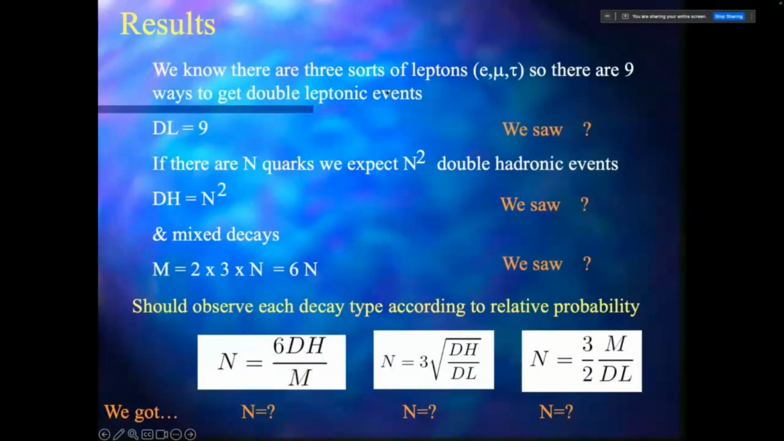And so this is the summary again. So we know there are 3 sorts of leptons. There are 9 ways. What did we see? I can tell you that we saw 4 double leptonic decays.